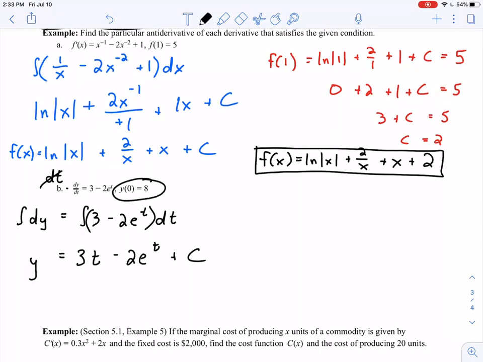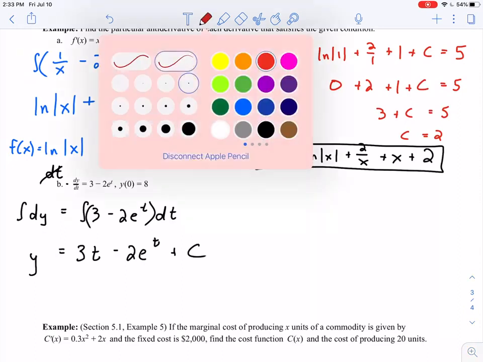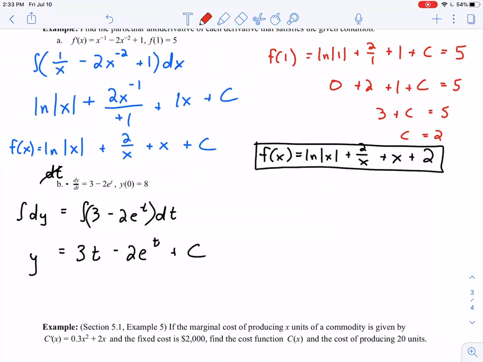But we're given this condition right here. We're told that y of 0 is equal to 8. So let me do this in a different color over here, and we'll do it in red. So I'm told that y of 0, this just means I'm going to plug 0 in for t, is equal to 3 times 0 minus 2e to the 0 power plus c. This is all equal to 8.